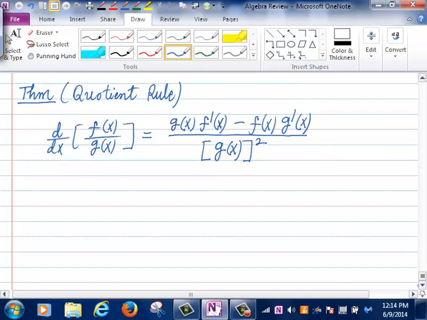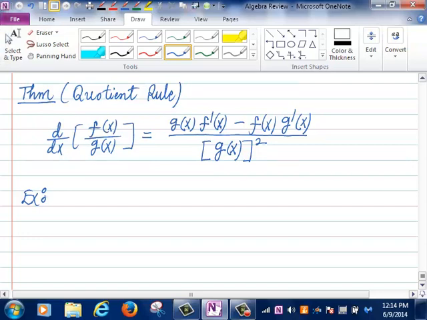All right, so that's the quotient rule, and let's see how we could apply that. Should we sing this to remember this? No. Okay. All right.